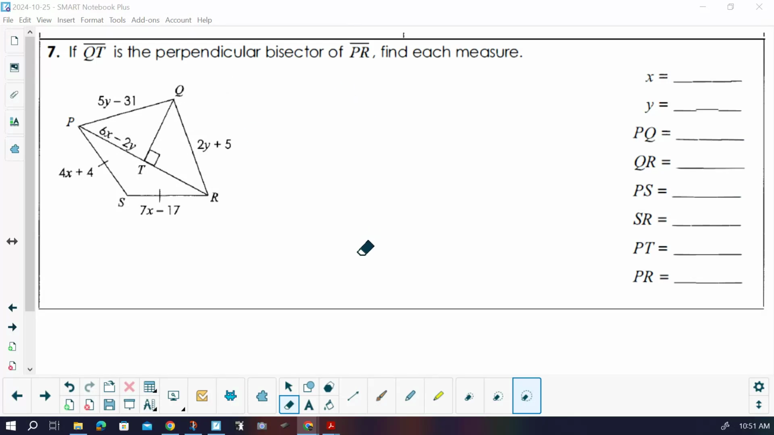Okay, let's take a look at problem number 7. This is a complicated question, lots of parts. Let's take it a little bit at a time. Let's start though with, let's think about this here.